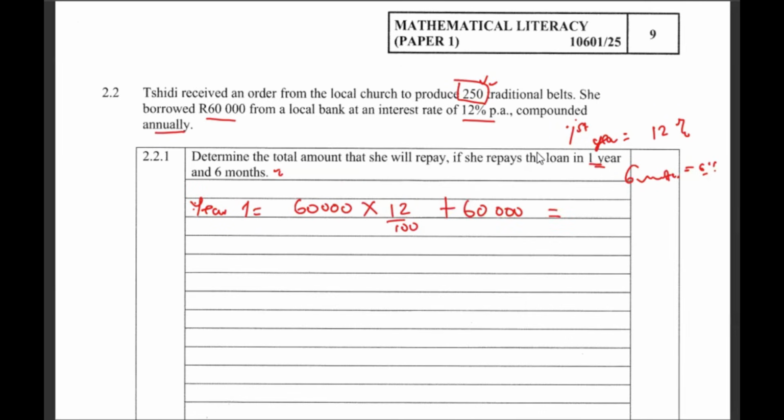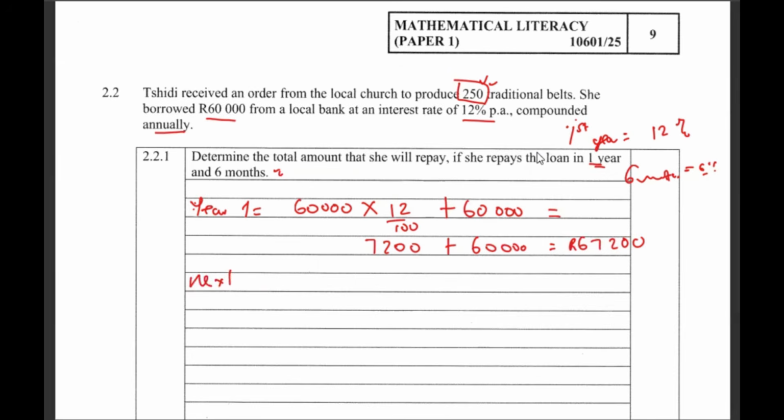So we're saying 60,000 times 12 over 100. Remember, we're not using any formulas here. So this gives me 7,200 plus the 60,000. So it is going to be 67,200. Okay, that is for the first year.